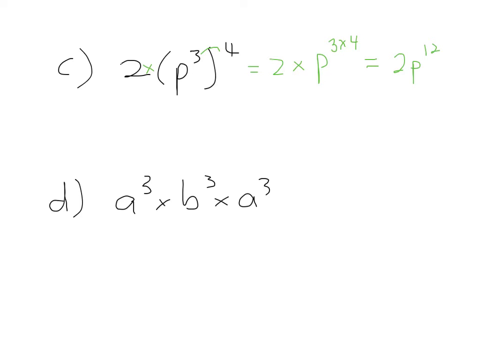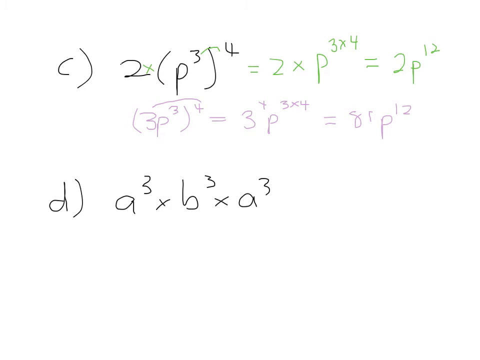And just as a little bonus explanation that I'll throw in while I'm thinking about it, if we had something like 3p cubed to the power of 4, then you would have the 3 to the power of 4 and the p to the power of 3 times 4. So that would be equal to 3 to the power of 4 is 81, p to the 12.